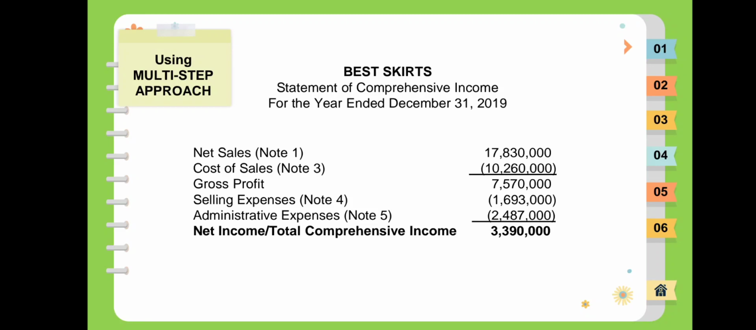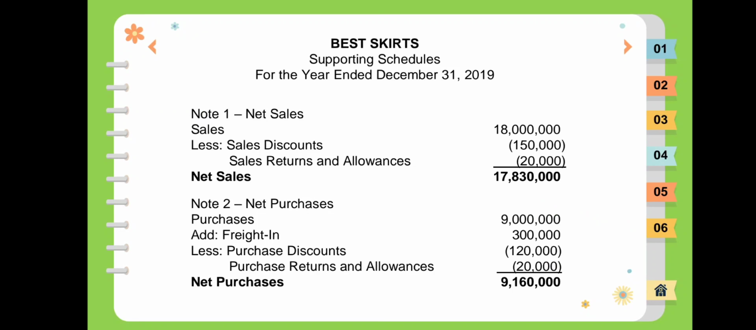And for this statement of comprehensive income, again, start with the heading always. So, yung heading, start with the name of the company, then the financial statement, the title of the report, and lastly, the date, starting with the phrase for the year ended. So, let's go to the sales. Bakit net sales? Dito nakalagay. So, this is the supporting schedule. For note 1, we have net sales.